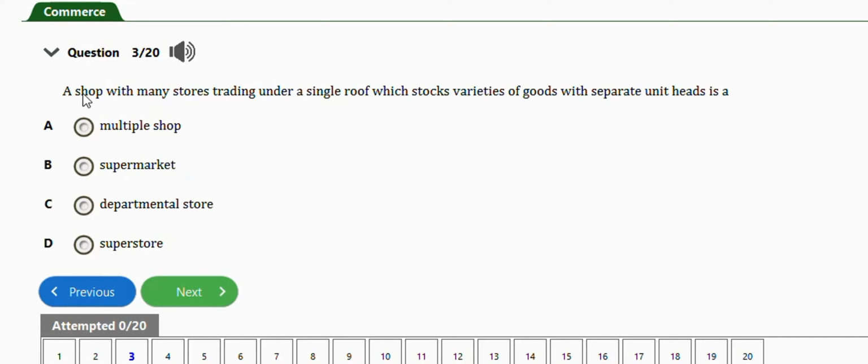Next question, it says a shop with many stores trading under a single roof, with stocks of a variety of goods with separate unit heads, is a departmental store. Okay, option C, very important.